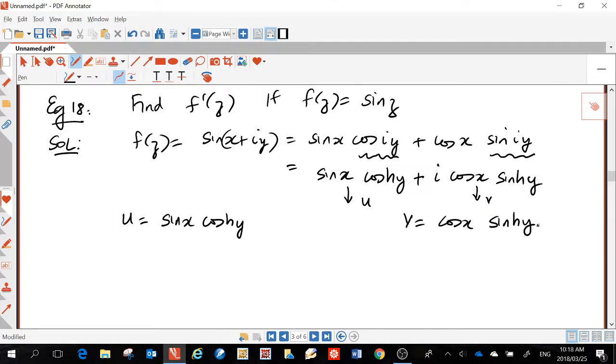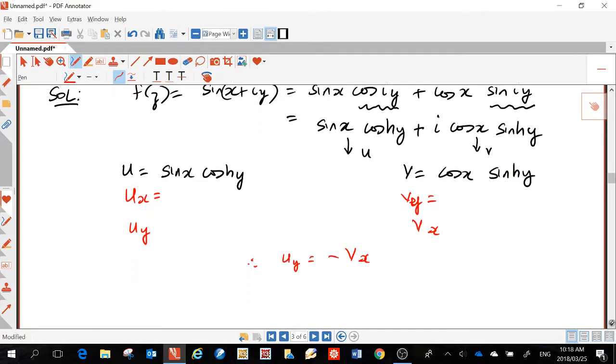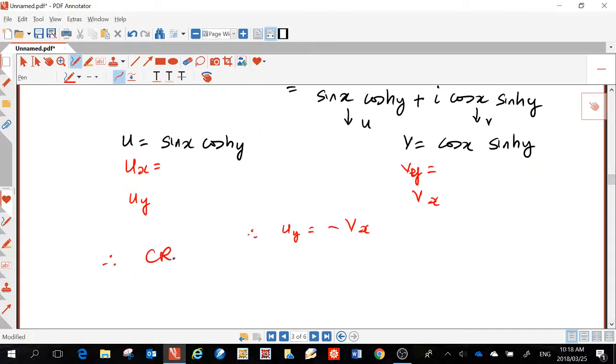Now I carry out the entire procedure. I don't think I'll need to do this in detail because you can do it yourself. Work out ux, you get a certain answer, vx, or vy rather, you get a certain answer. You'll see they are the same. Then you work out uy, and then you work out vx, and then you should find that uy equals minus vx. Therefore, the Cauchy-Riemann equations are satisfied. And all partials continuous.